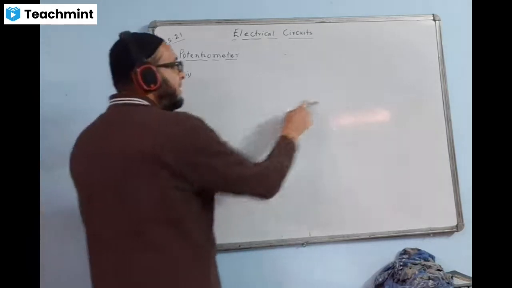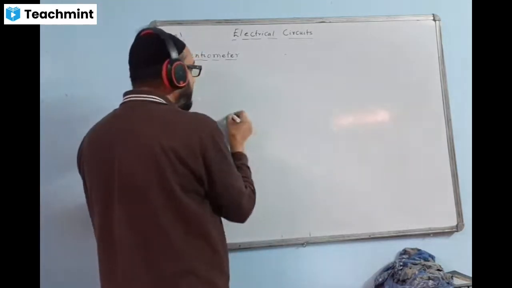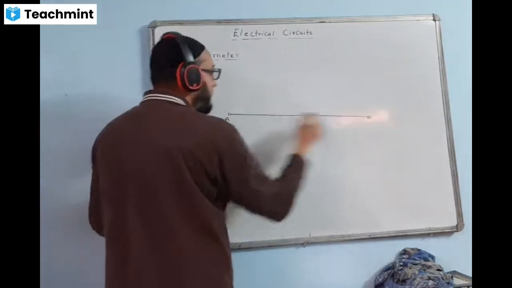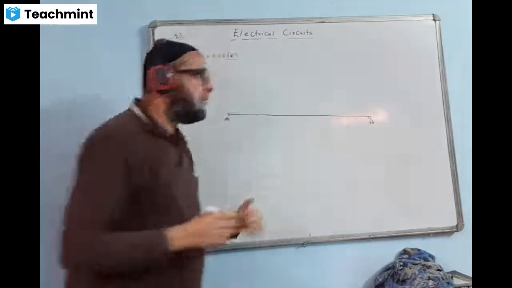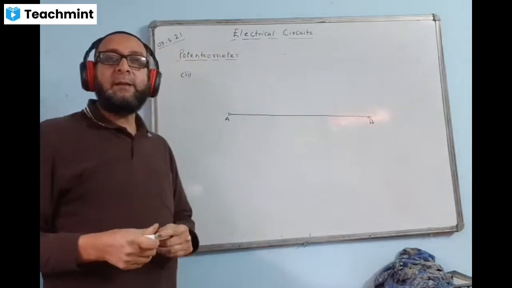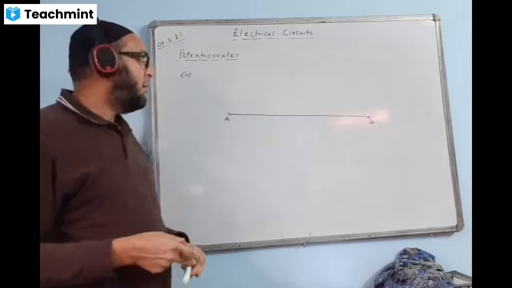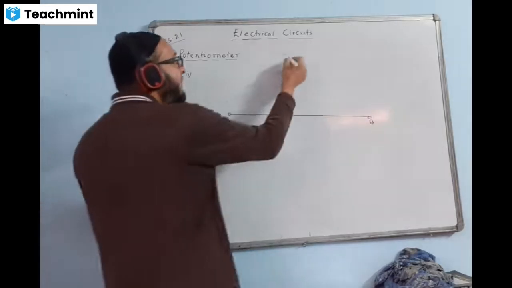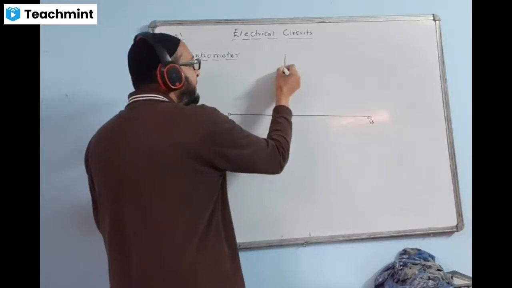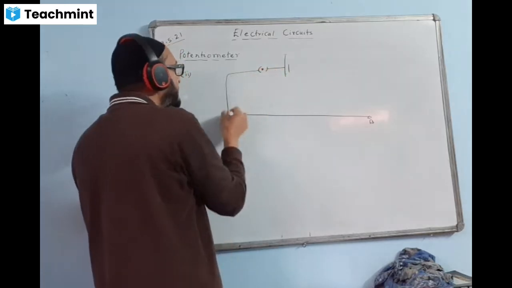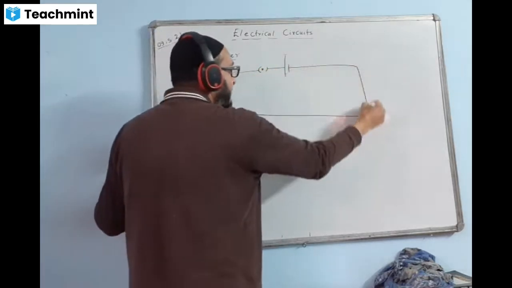Now the second case, what happens? In the diagram there will be a wire here. We will be using a wire, maybe AB is a wire of any length. The length can be 1 meter, 2 meter, 4 meter, any length. And now we will have a battery here like this, with the key always on here this way.